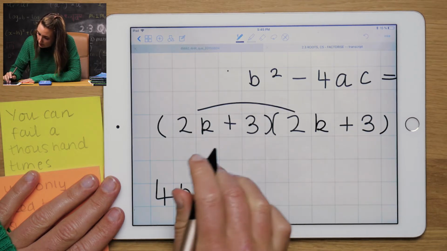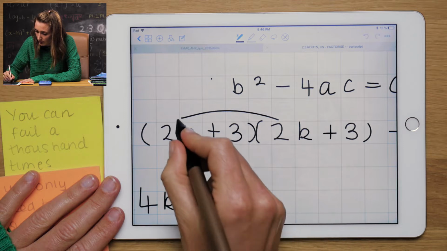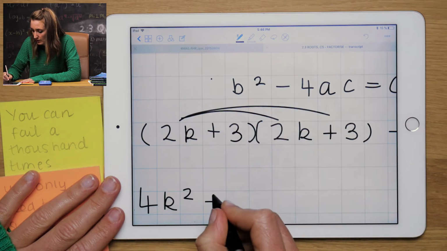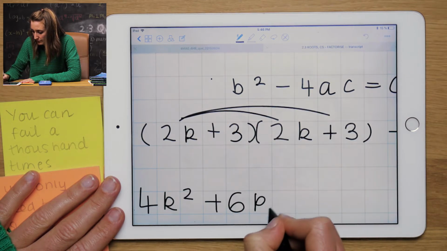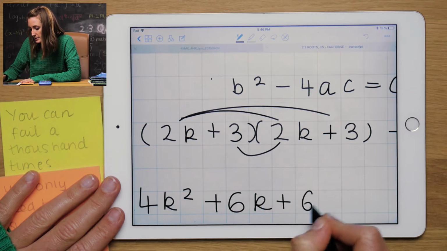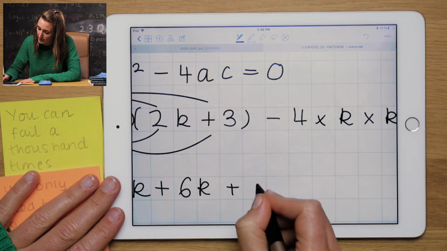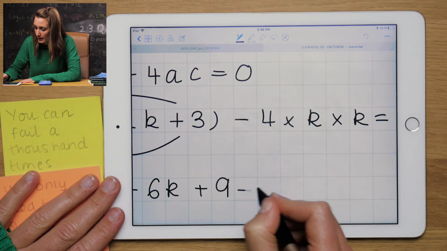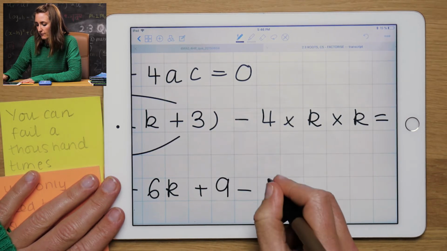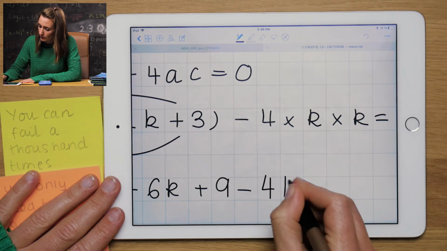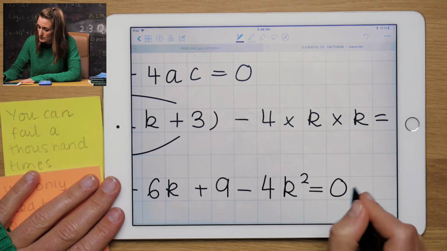4k squared, wait, didn't quite reach. 2k times 3, plus 6k. 3 times 2k, again 6k. 3 times 3 is 9. Oh, it's plus 9. Minus 4 times k, 4k squared equals to 0.